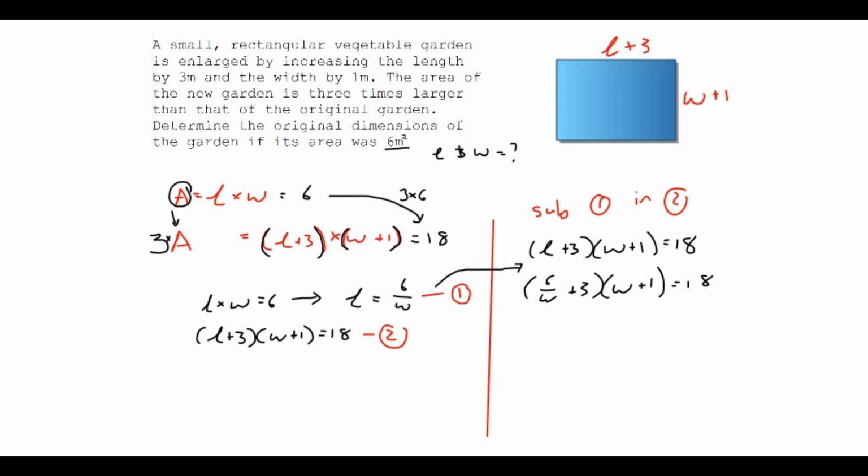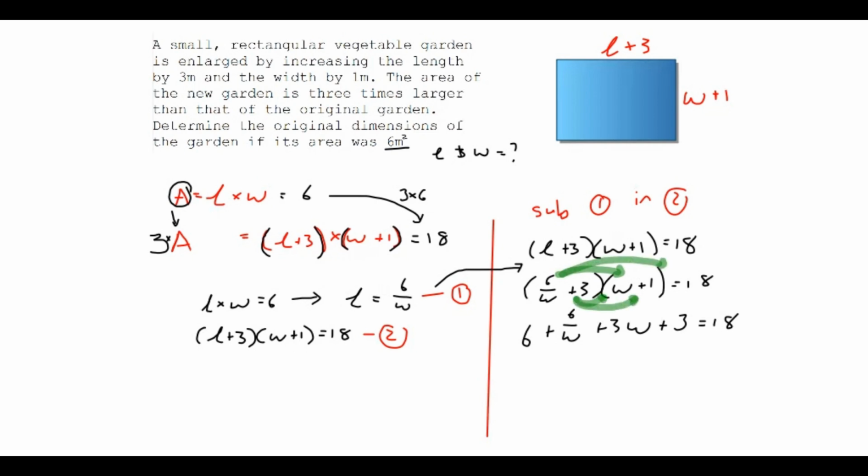Now we are going to end up with a quadratic term. Let's FOIL this out and see what we get. So we are going to get 6 plus 6 over width plus 3 width plus 3 equals 18. How on earth did we get that, do you ask? Well, just remember we had to FOIL it. Firsts, inners, outers, lasts.